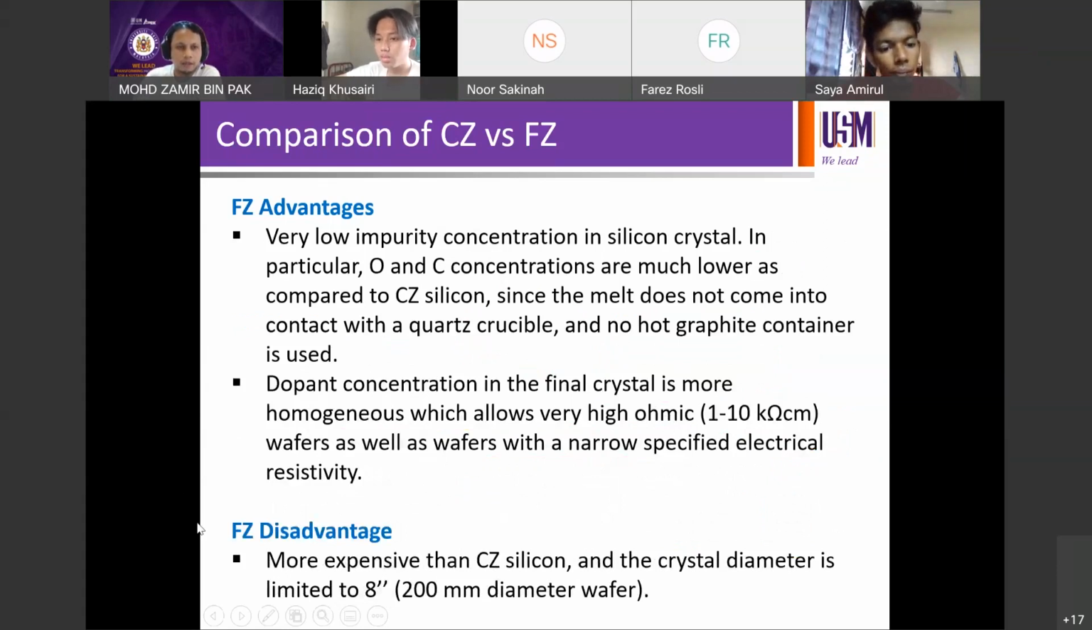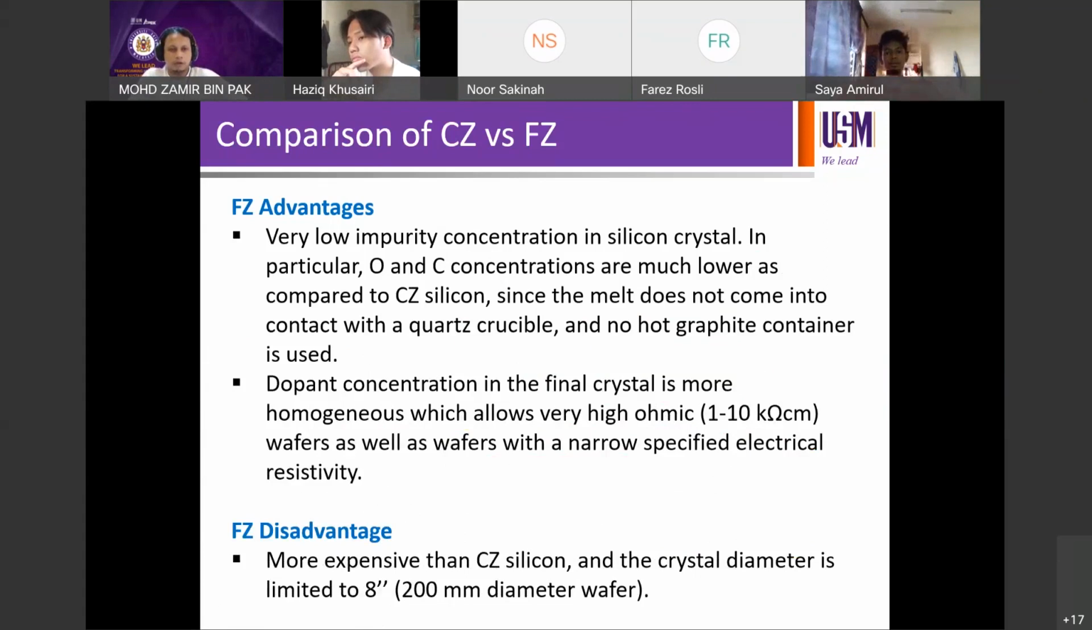So FZ, on the other hand, has very low impurity concentration in the silicon crystal because we do the zone melting process and you carry the impurities away from the active region. Kita push dia ke atas and chop off the final top part. Okay, so it's out of the equation.